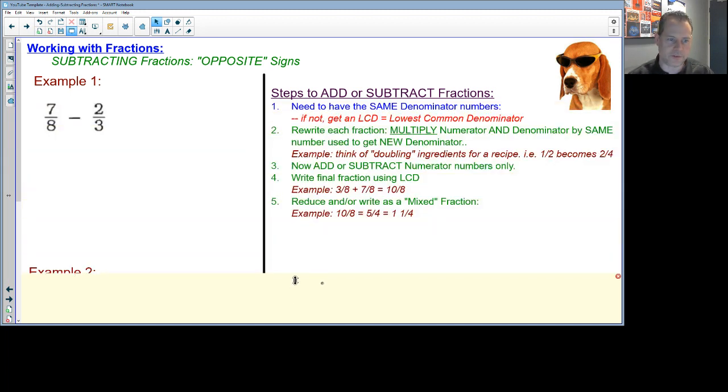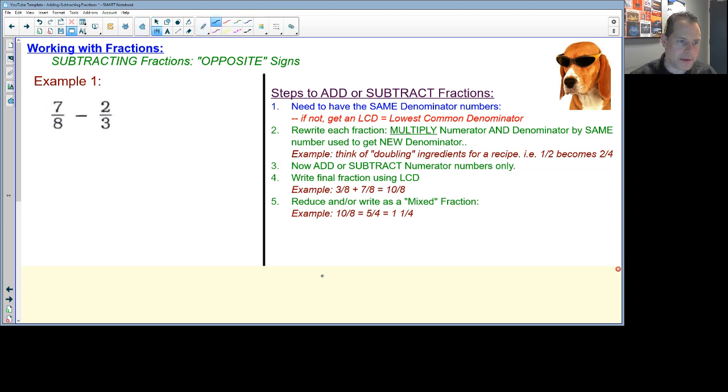So I've got the same steps over here on the right. We need to get a common denominator just like before. And then we need to find the equivalent numerators or top numbers to make those fractions work so that we can now subtract them. And you'll see the signs are opposite here. One is positive, so the first fraction is positive, and the second fraction is negative, making them opposite sign fractions.